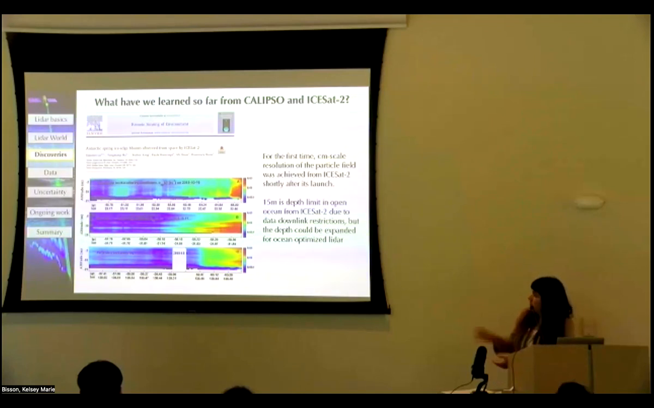From space, the fact that we can produce a figure like this still blows my mind. Thinking about ICESat-2 in its orbit, these data were processed at 15 centimeter scale vertical resolution, again from a satellite. So this shows the power of ICESat-2.